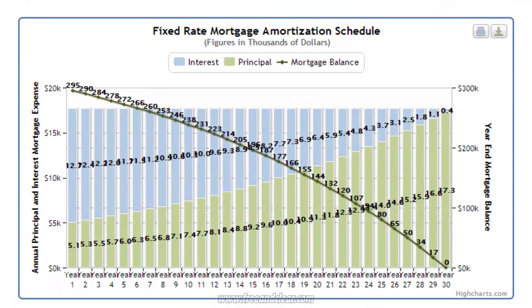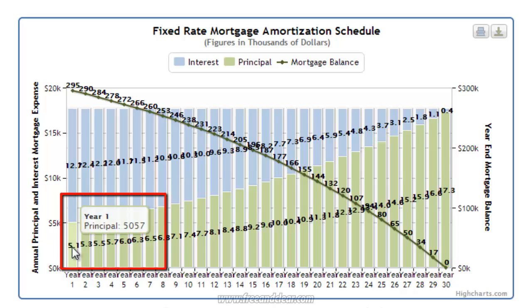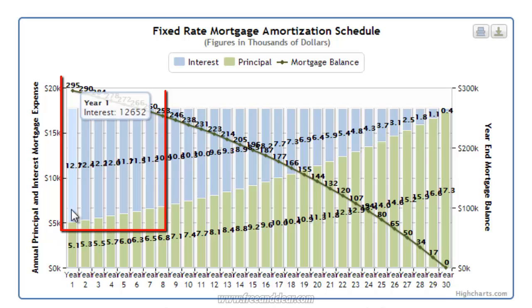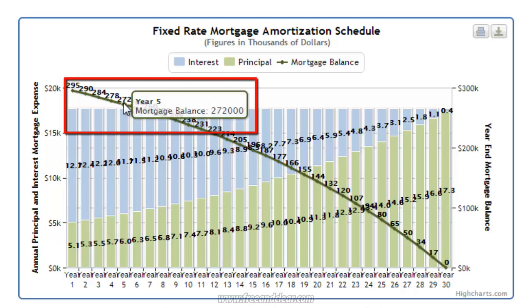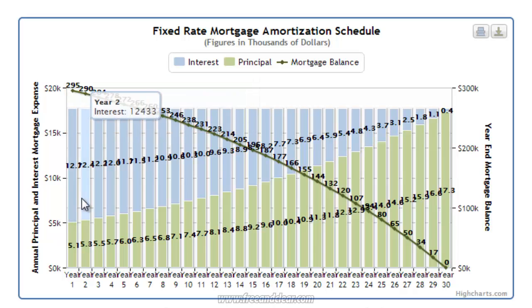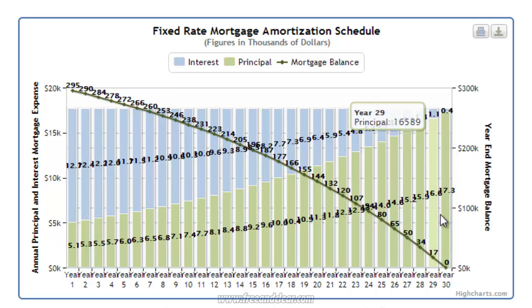At the bottom of the page, we have a chart that shows the amortization, or the breakdown between principal and interest, over the life of the mortgage on an annual basis. If you hover your cursor over the green bar, it shows the principal amount you are paying for that year. And if you hover your cursor over the blue bar in the graph, it shows the interest you are paying for the year. If you hover your cursor over a green diamond on the line chart, it shows the principal mortgage balance at the end of the year. The chart also demonstrates how with amortization, you pay more in interest expense at the beginning of the mortgage and more in principal expense at the end of the mortgage.